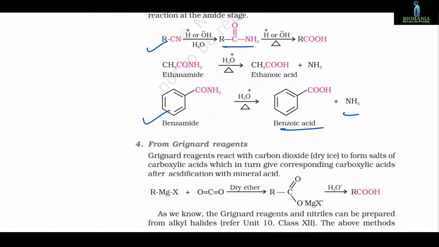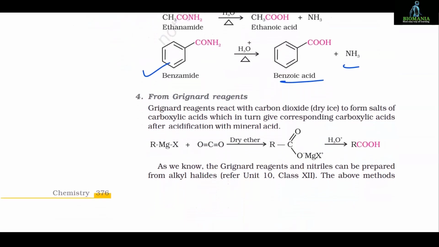H3O+ ion presence is there. Fourth, from Grignard reagents. Grignard reagents react with carbon dioxide, dry ice, to form salts of carboxylic acid, which in turn give corresponding carboxylic acids after acidification with mineral acid. Here you can see this reaction: RMgX plus O=C=O forming RCOOMgX, and in the final product is RCOOH.